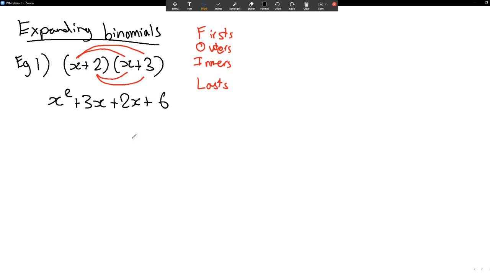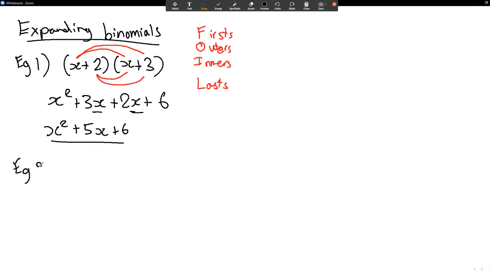Like so. And then these two terms can be added together because they share the same variable. So we can write that as 5x. So there's our answer.